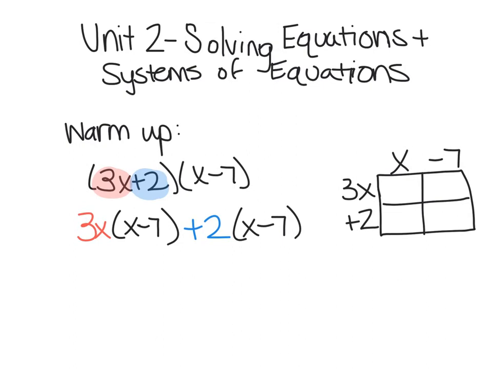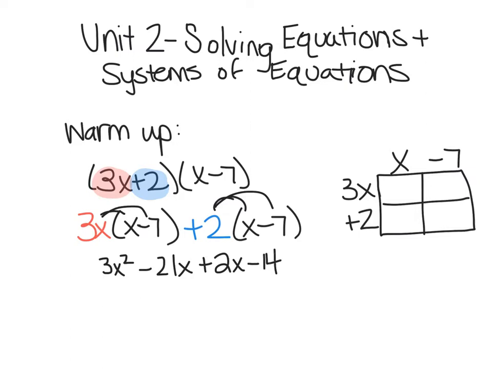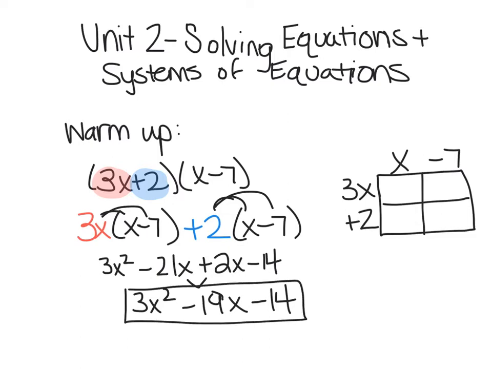I'm going to go through and do the double distribute. So 3x times x is 3x squared. 3x times negative 7 is negative 21x. 2 times x is plus 2x. And then 2 times negative 7 is minus 14. Then all we have to do is combine like terms, and we get 3x squared minus 19x minus 14. So we multiplied out that expression.